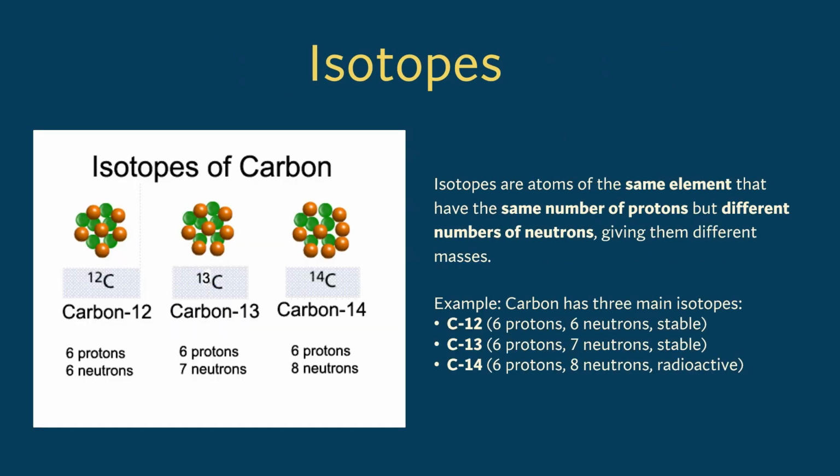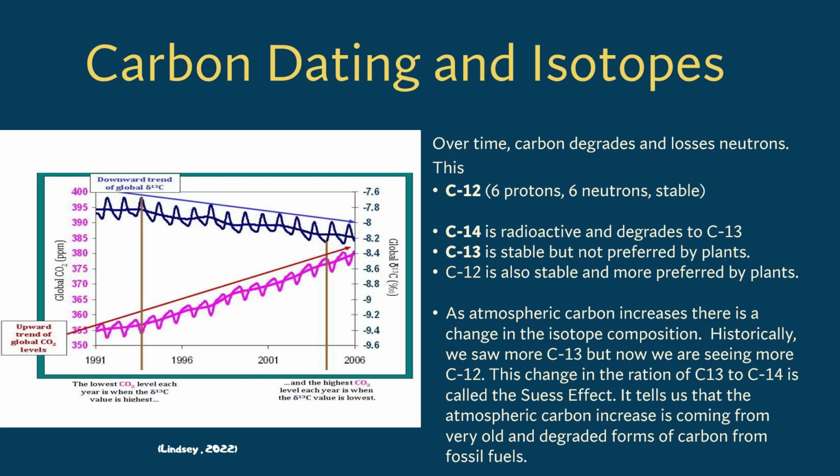Carbon, for instance, has three main isotopes. Carbon 12 and carbon 13 are pretty stable, and carbon 14 is radioactive. That radioactive carbon 14 is what scientists use in radiocarbon dating to estimate the age of fossils and artifacts.